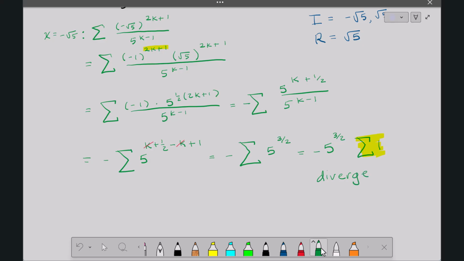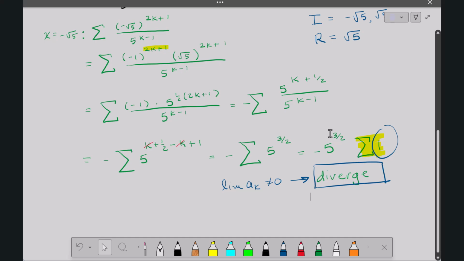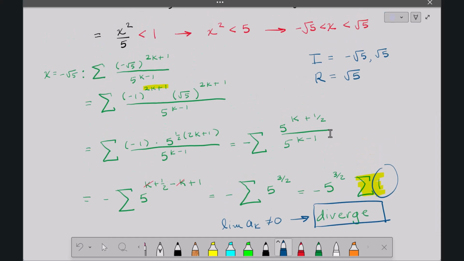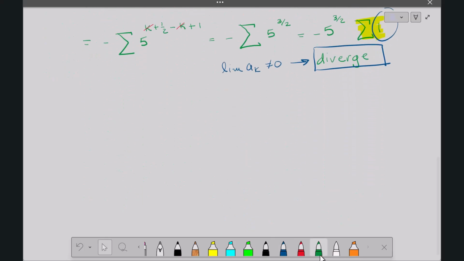Now, the reason it diverges is because this is a sub k, and the limit of a sub k is not equal to 0. So that's why we get divergence here. Okay, because the a sub k is not going to 0. So that tells us that we are going to exclude the left endpoint in our interval of convergence. Now, let's jump to the right endpoint. So the right endpoint, we're going to let x equal positive square root of 5. And we're going to substitute that into the series.